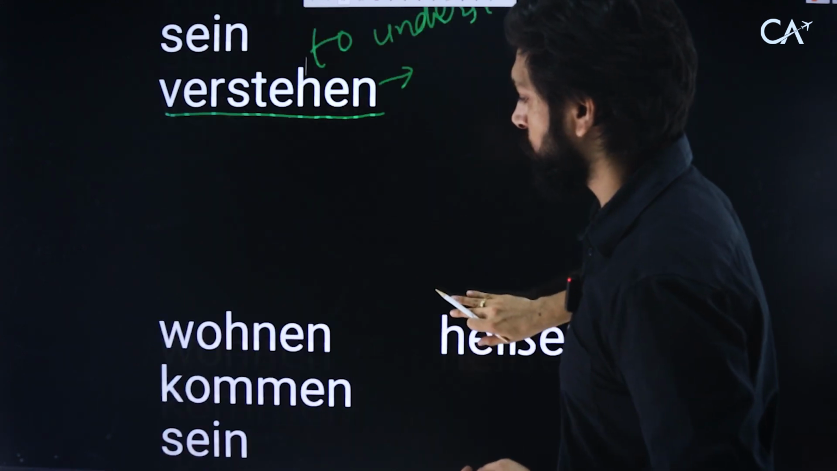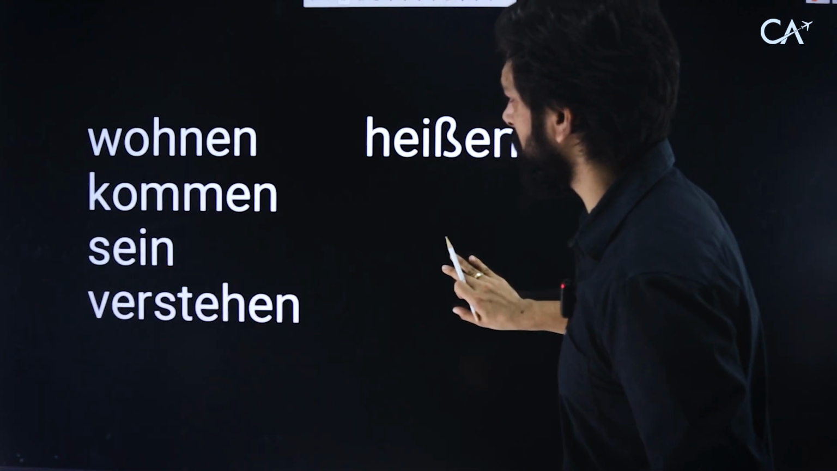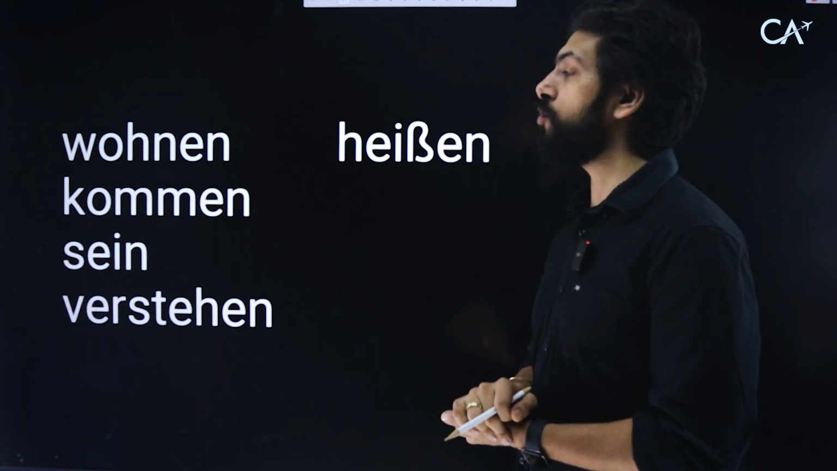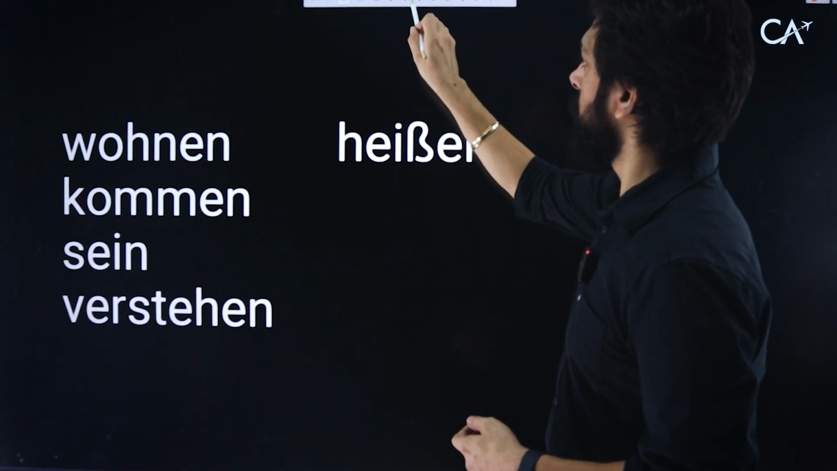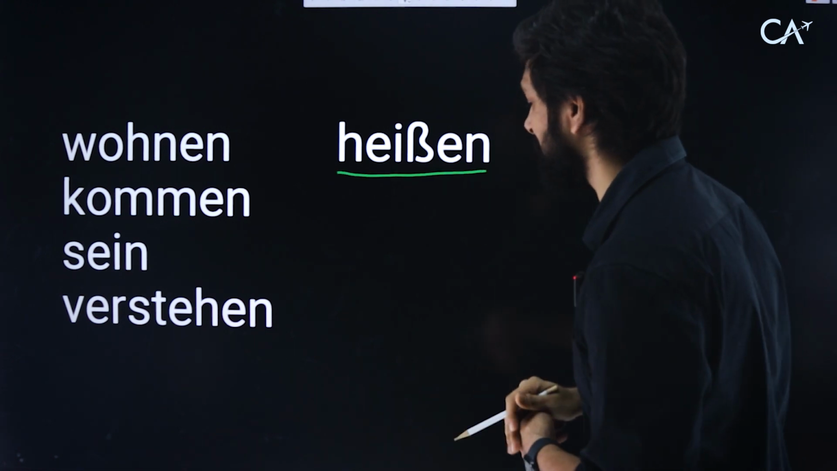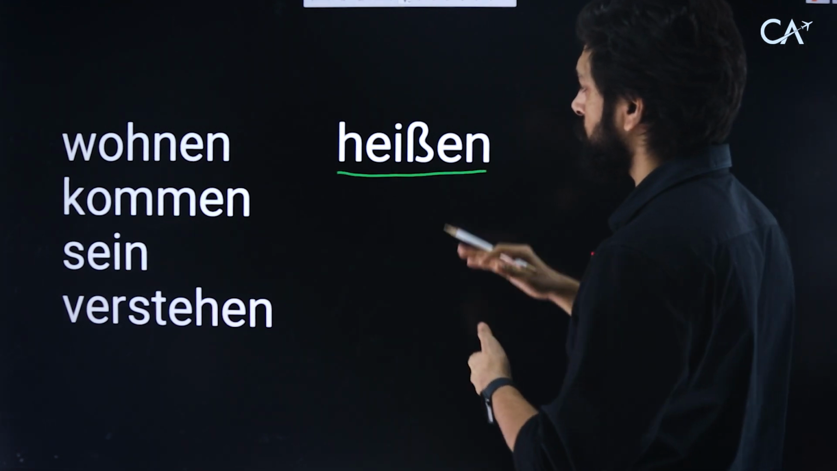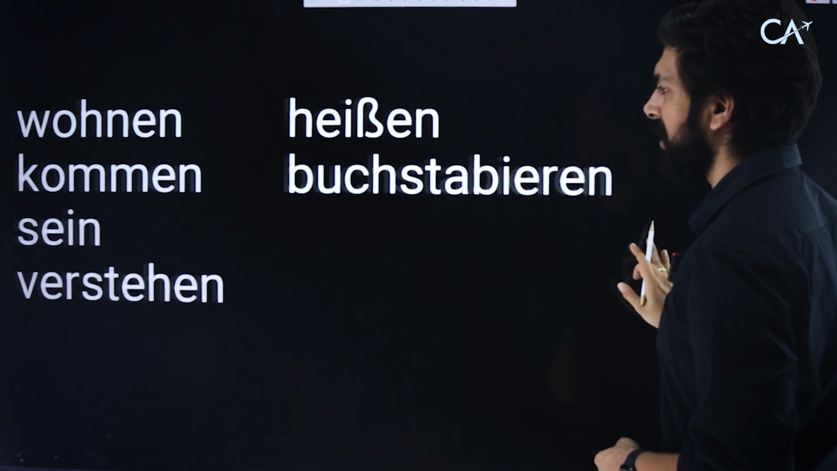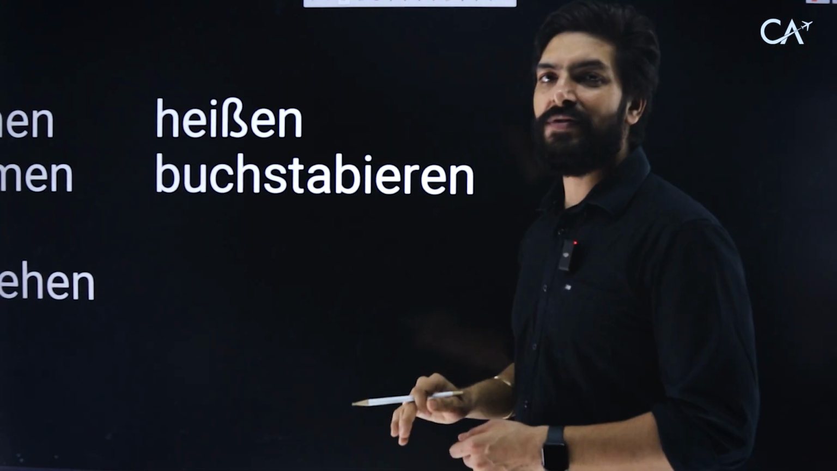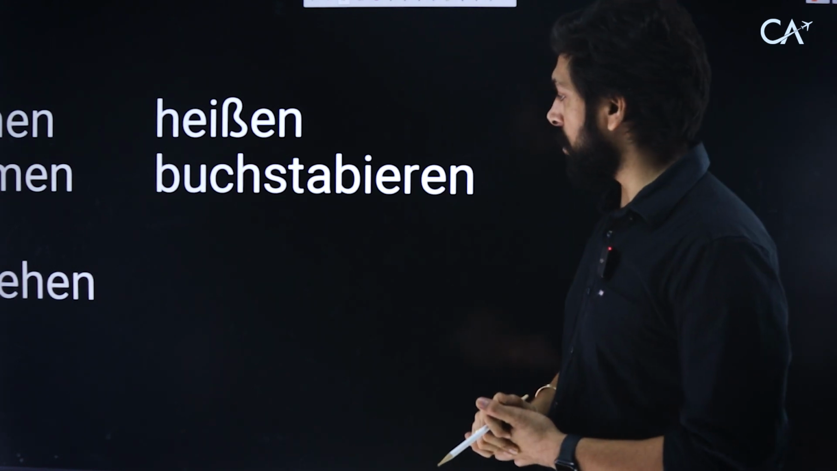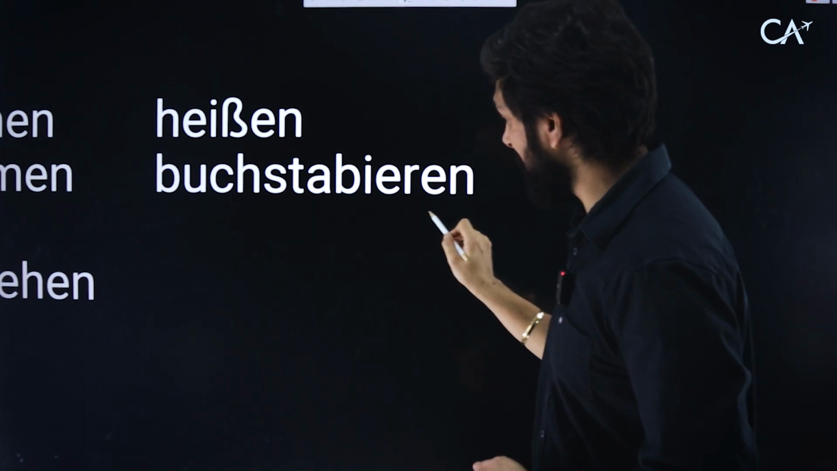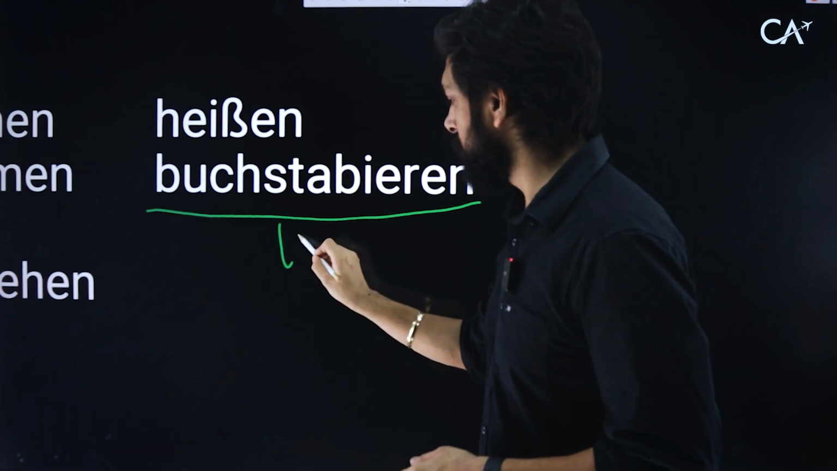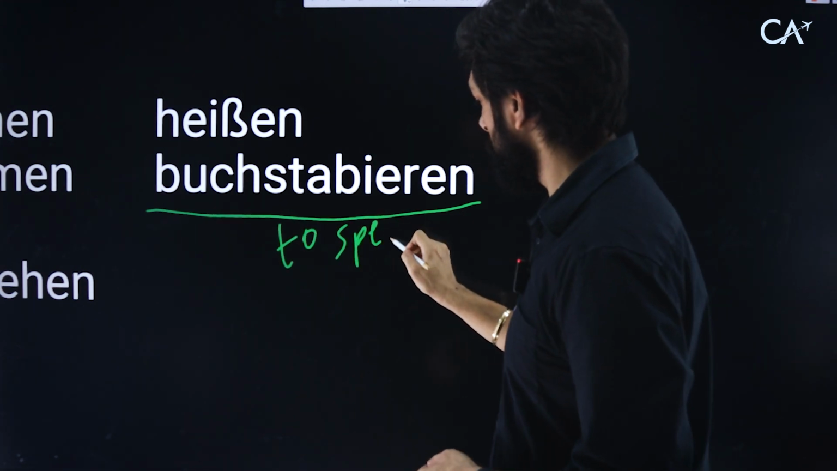Next one that we have is heißen. Heißen, I think, is to be called or to call. We say, wie heißen Sie? Heißen is another verb that we have gone through. Next one that we have is called buchstabieren. We have seen already this particular verb, and I think we used it in one of the chapter titles as well. Buchstabieren, that is to spell.